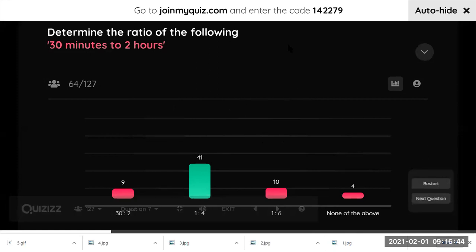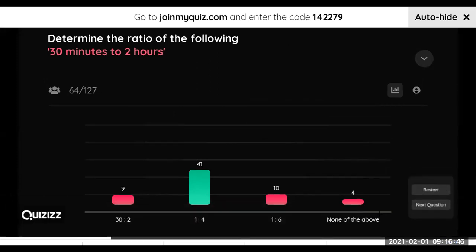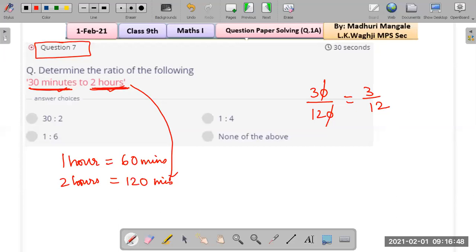So let us go back to the Zoom page. On the Zoom page, you should be able to see this ratio. We had got 3 over 12. 3 ones are 3, 3 fours are 12, right? So 1 over 4. And the correct choice is this one over here. 1 is to 4. Okay, students?